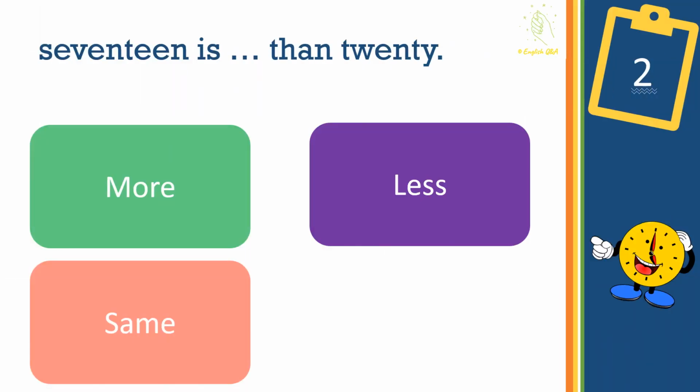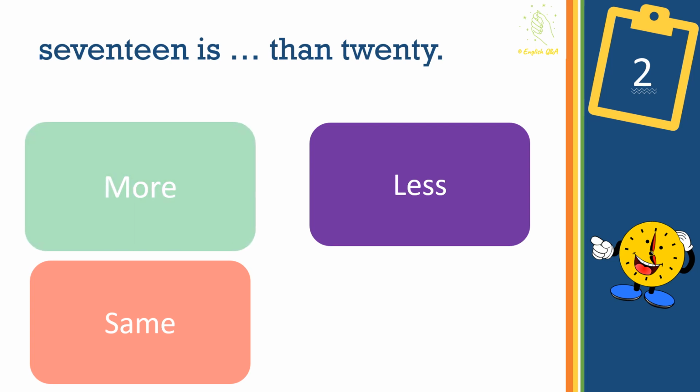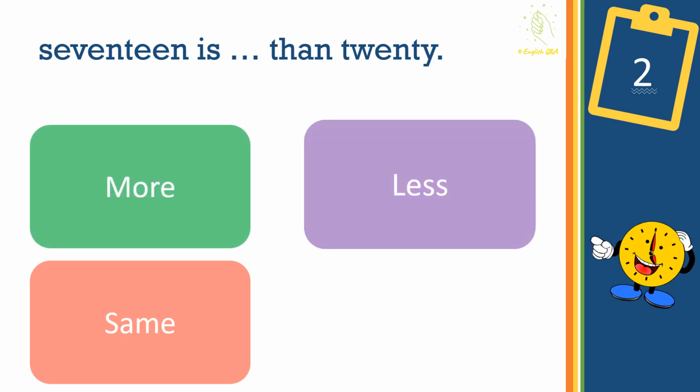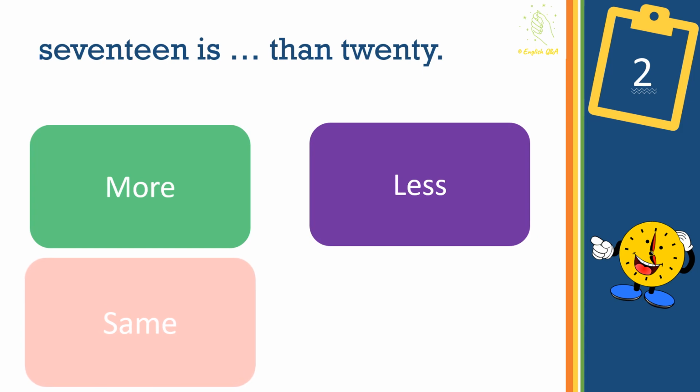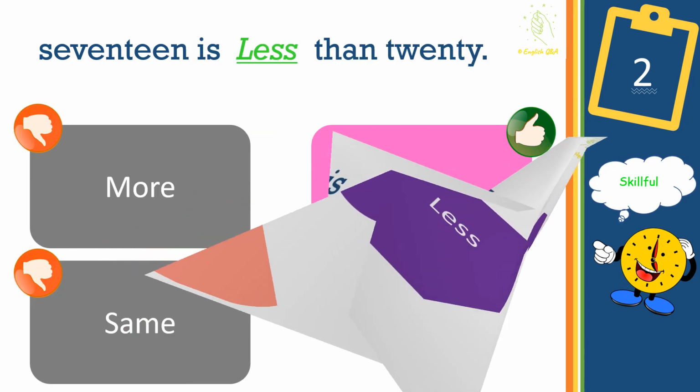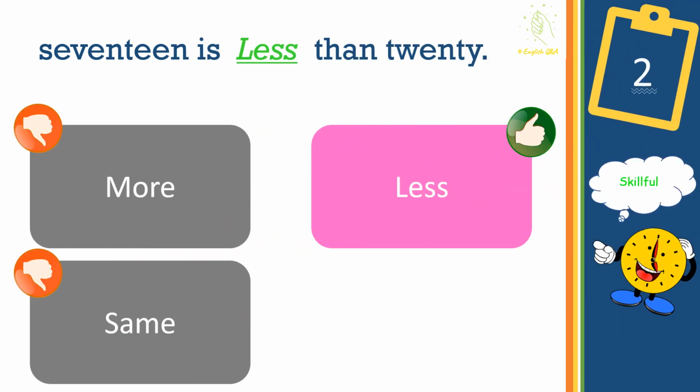Question 2. 17 is dash, then 20. Pick a right answer. More. Less. Same. Right choice is less. 17 is less than 20.